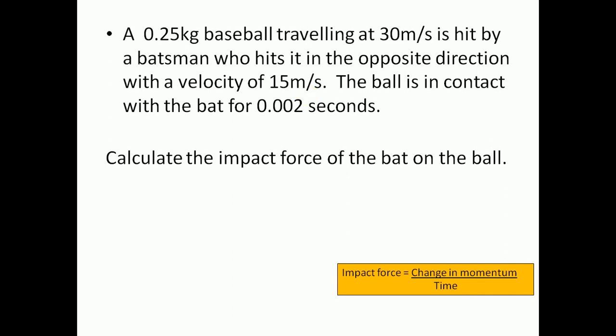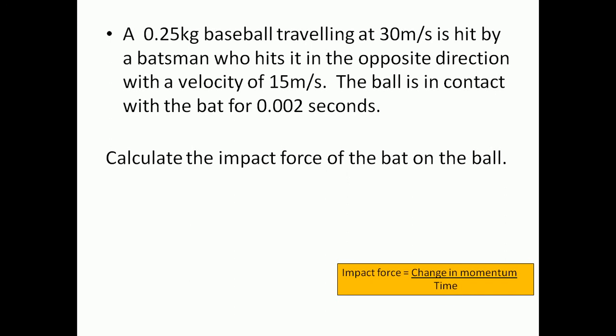Calculate the impact force of the bat on the ball. Now this is a little bit tricky, and the reason why it's trickier is because the ball actually doesn't come to a stop. So we need to be careful when we're calculating this to make sure we don't slip up. But we calculate it in the same way.